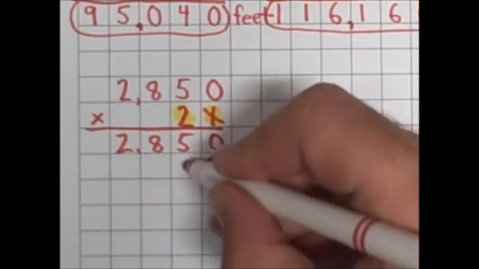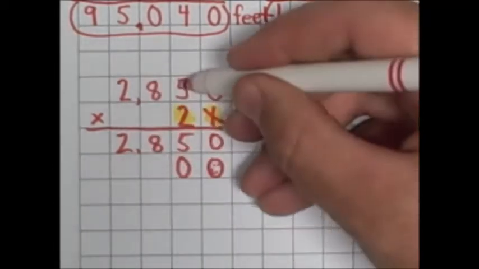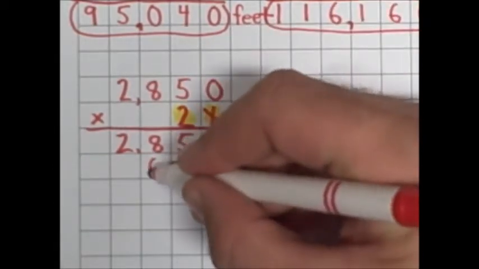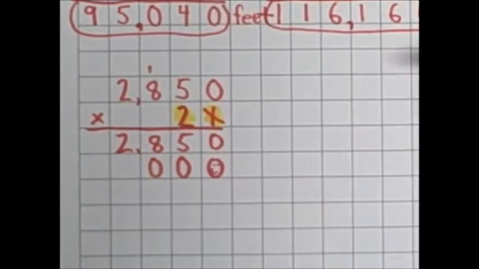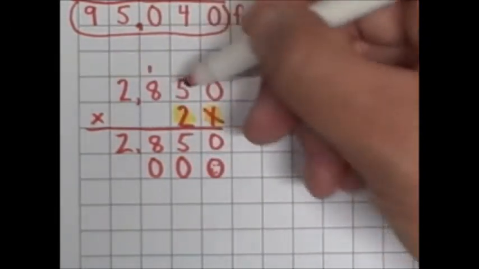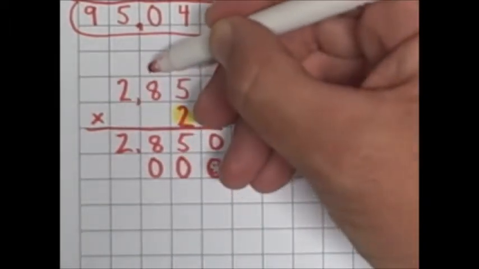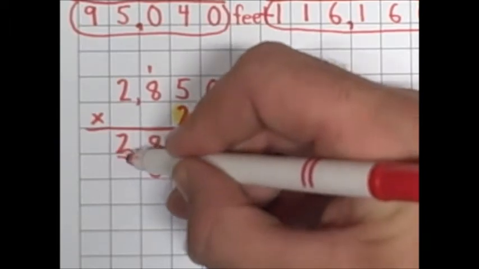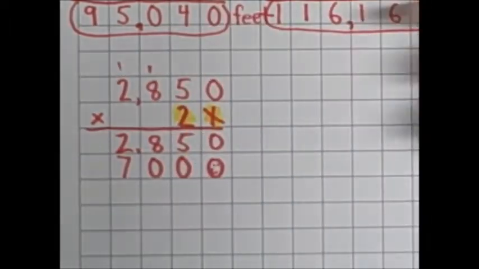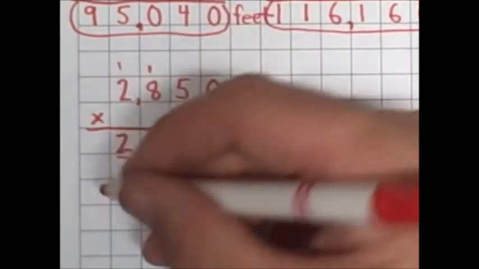2 times 0, 0 property of multiplication. 2 times 5, 10. Write the 0, regroup the 1. And remember, you could regroup the 1 here or here. Do what's most comfortable for you. 2 times 8 is 16, plus 1, 17. Write the 7, regroup the 1. And 2 times 2 is 4, plus 1 is 5.